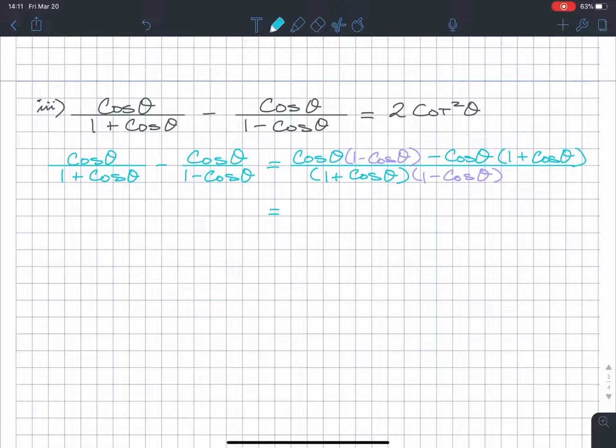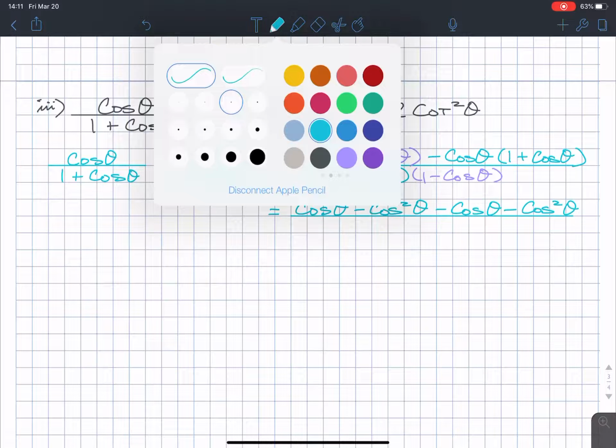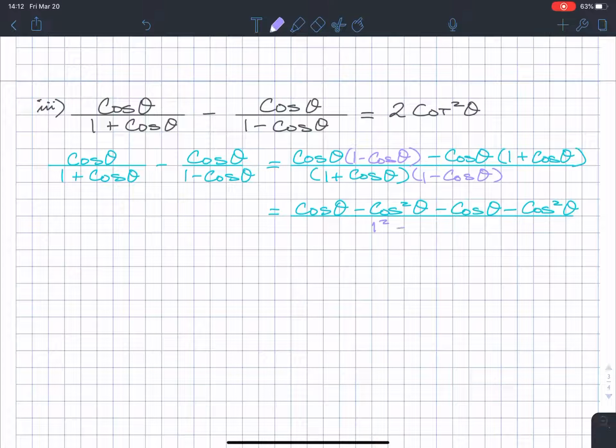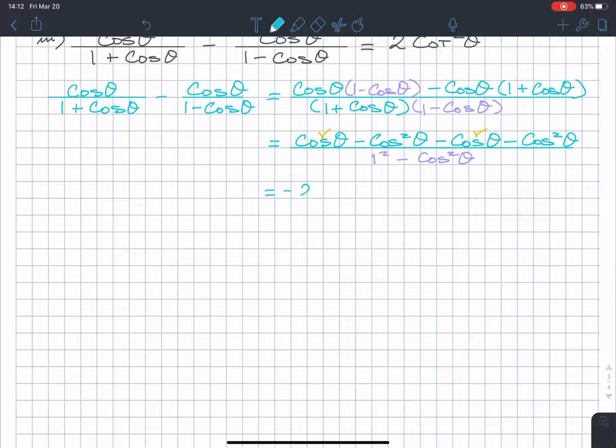Okay, so distributing on top, I will have cosine of theta minus cosine squared of theta, then minus cosine of theta minus cosine squared of theta, all over. Well, the denominator is the difference of squares. So it's the first guy squared, 1 squared, minus the second guy squared, cosine squared theta. Okay, so notice that cosine of theta minus cosine of theta goes away. So what I'm left with in the numerator is negative 2 cosine squared thetas.